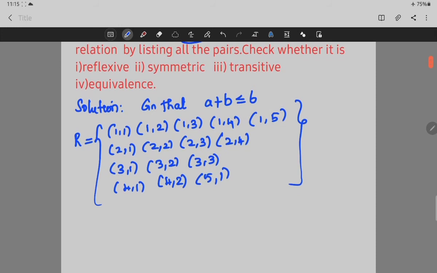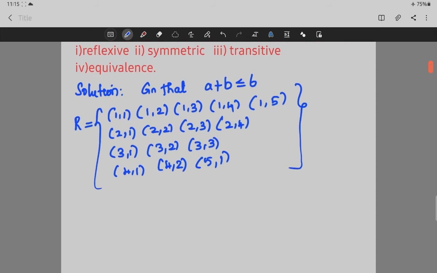Now you are going to check whether it is reflexive, symmetric, transitive and equivalence. So the first one we are taking reflexive. If it is reflexive means what? For all A belongs to the set. Here the set is a natural number. We have to find the ordered pair A comma A belongs to R.